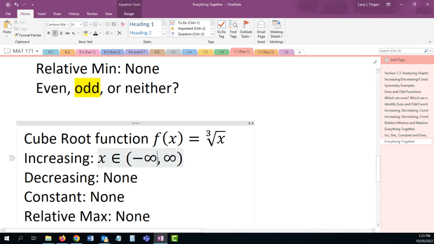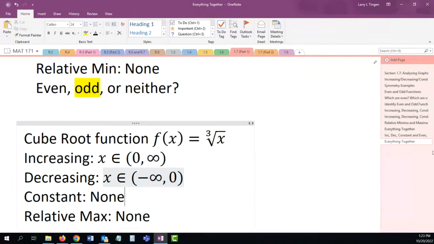So let's write that. Increasing, that was 0 to positive infinity. Decreasing is it's coming in from the left, so that's negative infinity up to 0. It's not constant anywhere. And I know what you're thinking, hey, what about at 0, 0? It's constant there. A function's not increasing, decreasing, or constant at a single point. Increasing, decreasing, and constant has to occur over an interval.